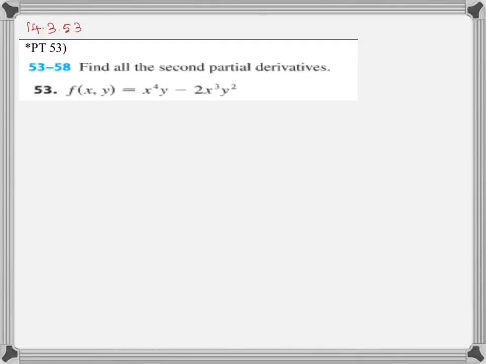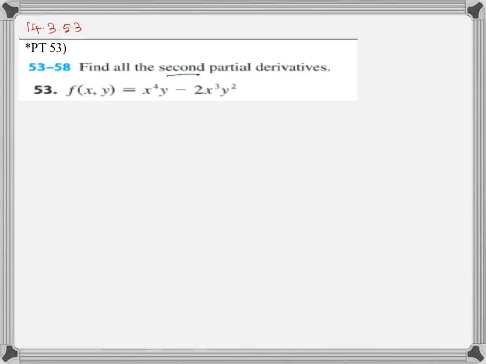Hi, in this video, I will be showing you problem number 53 of chapter 14, section 3. Find all the second partial derivatives of f(x,y) = x^4 y - 2x^3 y^2.